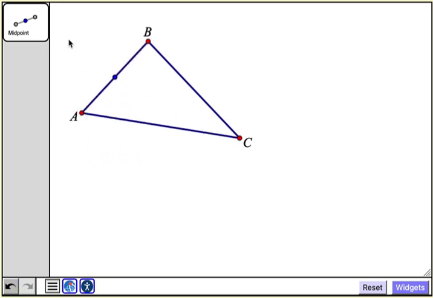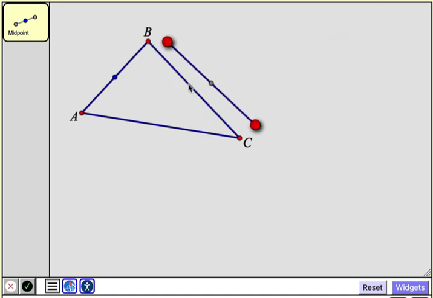Now I'll construct the midpoints of the remaining two sides of the triangle. To keep the Midpoint tool active, I'll double tap the tool. I'll tap BC to construct its midpoint, and then tap AC to construct the remaining midpoint.